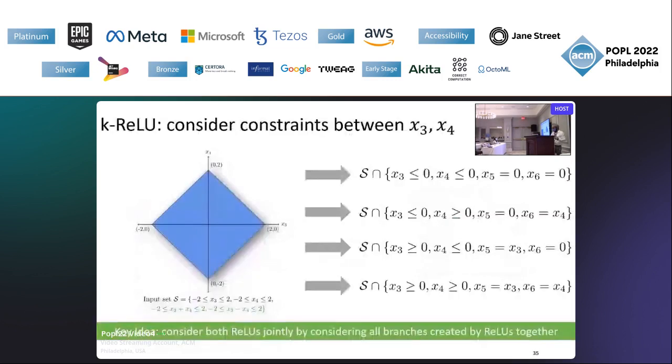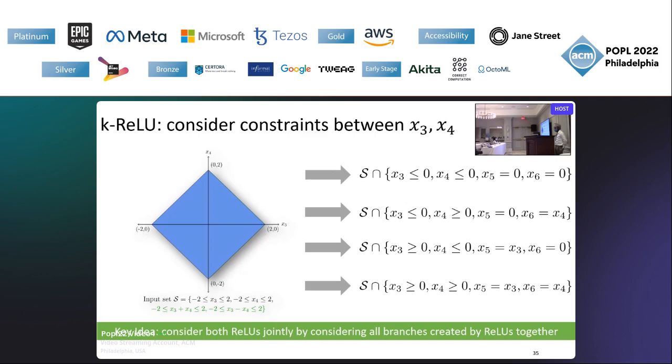In the case of K-ReLU, we actually compute these approximations directly in the X5, X6, X3, and X4 plane, the 4-dimensional plane. And because of that, we are able to capture the relationships that the triangle can never discover, because it's living in a space where X5 and X6 and X4 don't exist. So how do we compute the K-ReLU approximations?